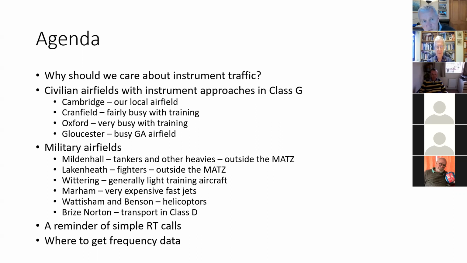And here's the agenda. This is what I'm going to talk about. This really started off by thinking about airfields that had instrument traffic, because I know that most glider pilots don't really understand what instrument pilots do and what they're trying to achieve and where they are. And we've had a couple of air proxies as a consequence of that, really. So I'm going to talk a bit about why we should care. Then I'm going to look at some of the civilian airfields with instrument approaches in Class G. And those are the ones that are tricky because that's where we fly, typically.